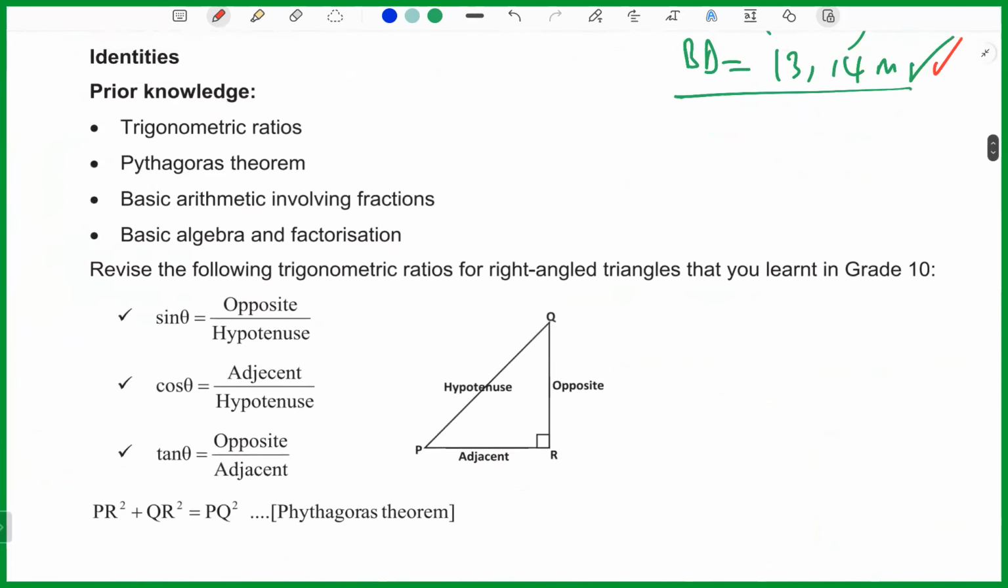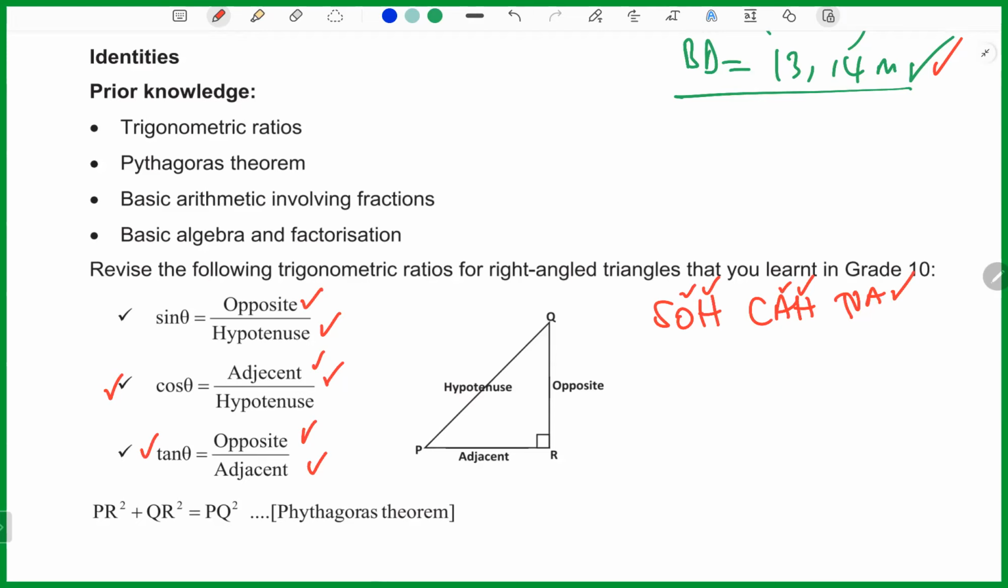I would want to just recap on prior knowledge so that each time you watch the video, you're able to remember these things. In view of the idea of what we call SOH-CAH-TOA, which is a frequently used mnemonic method to remember, the trigonometric sine of theta is always the opposite over the hypotenuse. The cosine of theta is always the adjacent over the hypotenuse. The tan of theta is always opposite over adjacent.